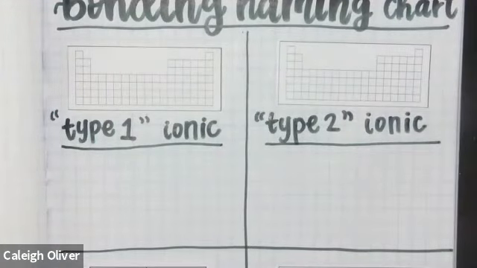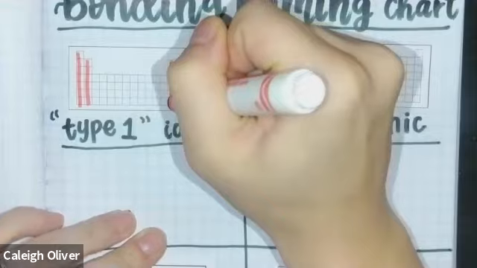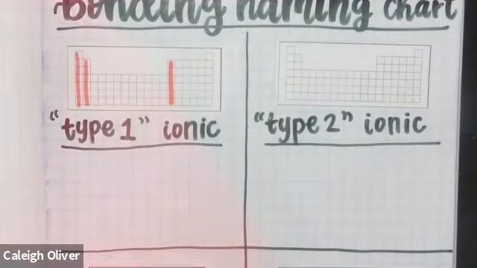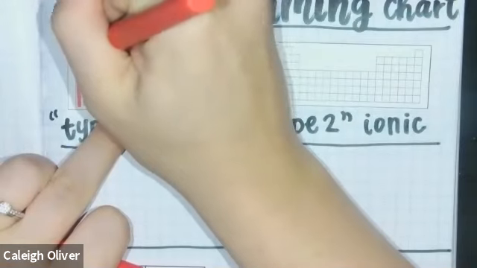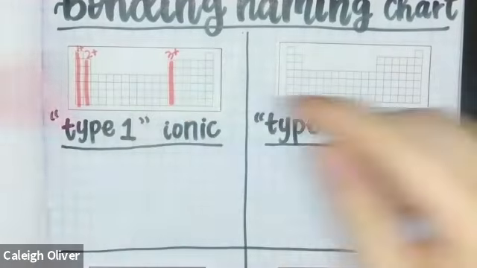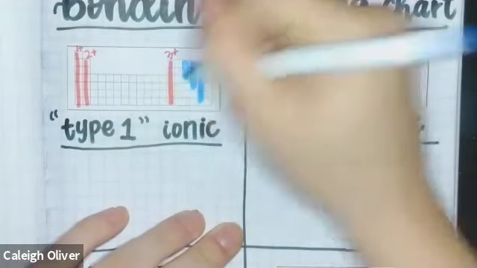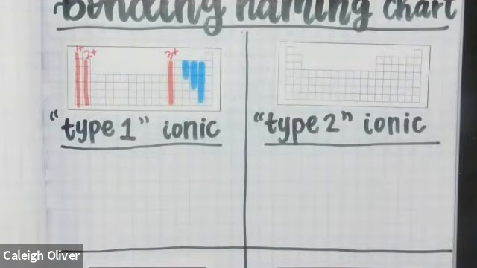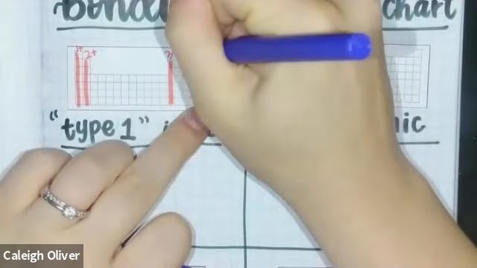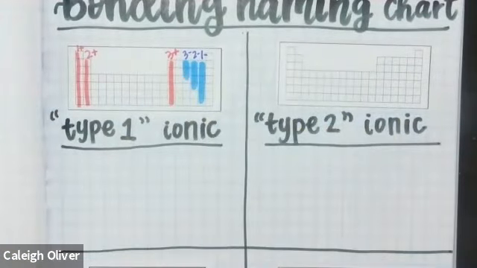Type 1 is the easy peasy one that we started out with at the beginning. This is the very first homework assignment for the unit. It's where we took something that was in the easy to figure out the charge column, like the 1 plus, 2 plus, 3 plus. We kind of used those, and the 1 minus, 2 minus, 3 minus columns. You put one of each of them together to make a compound.